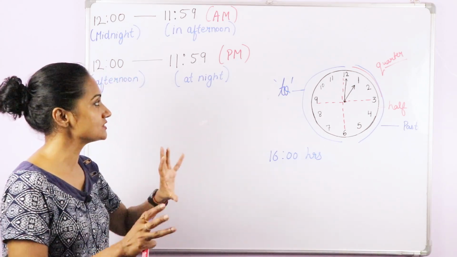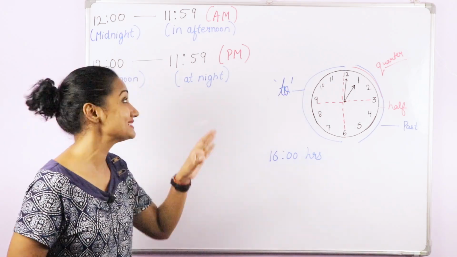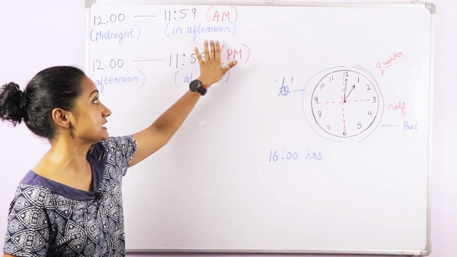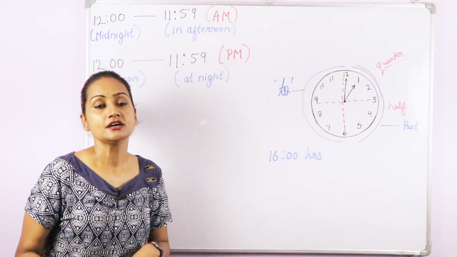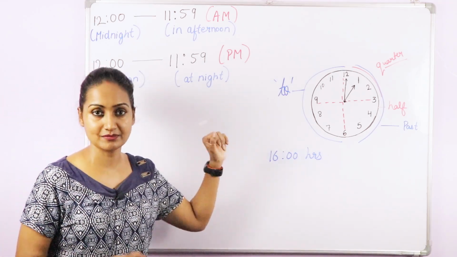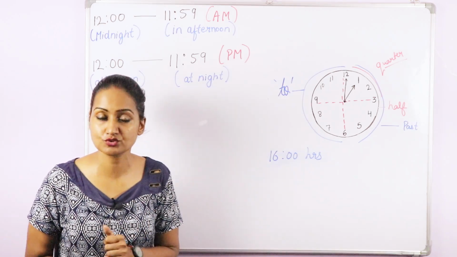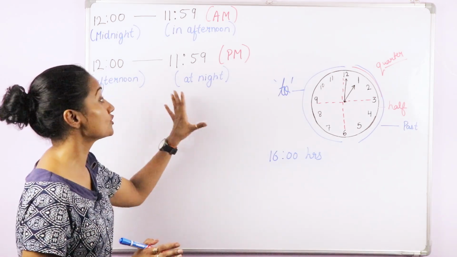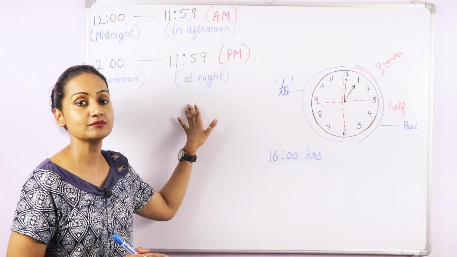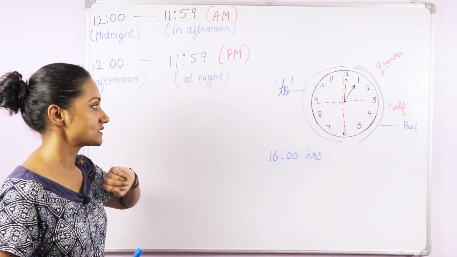Okay, don't get into the technicality of the names. Just keep in mind that the time between midnight 12 till 11:59 in the afternoon is referred to as AM, and this time is referred to as PM. So if someone says that I will meet you at 4 PM tomorrow, that means 4 PM, it is moving towards night, so 4 PM should be the evening. Okay, so this is what it is.